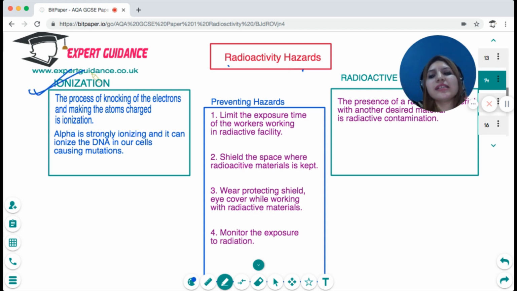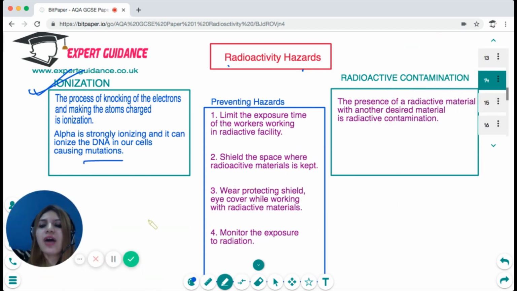The process of knocking off the electrons and making the atom charged is ionization, and alpha particles are strongly ionizing. If anybody is exposed to alpha particles, they can ionize the DNA, cause damage to the cells, and cause mutation. At times, a particular matter or any atom can get contaminated with a radioactive element, and that will pose the risk of radioactivity. So that is known as radioactive contamination.